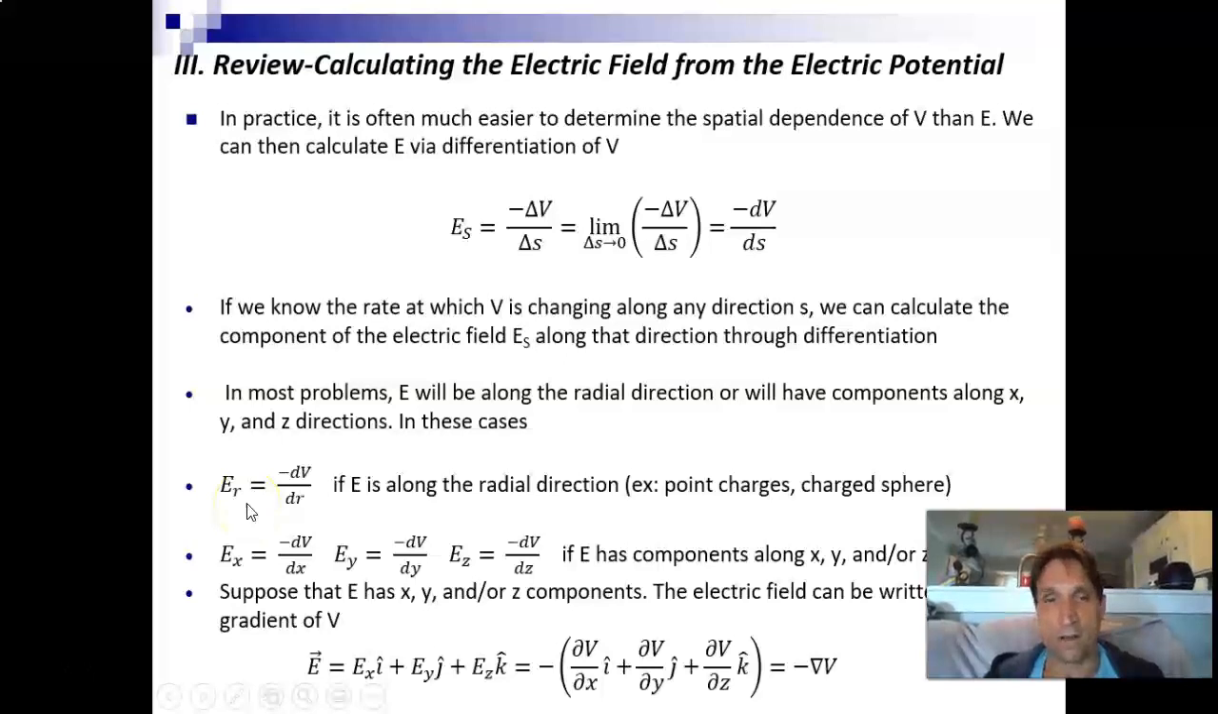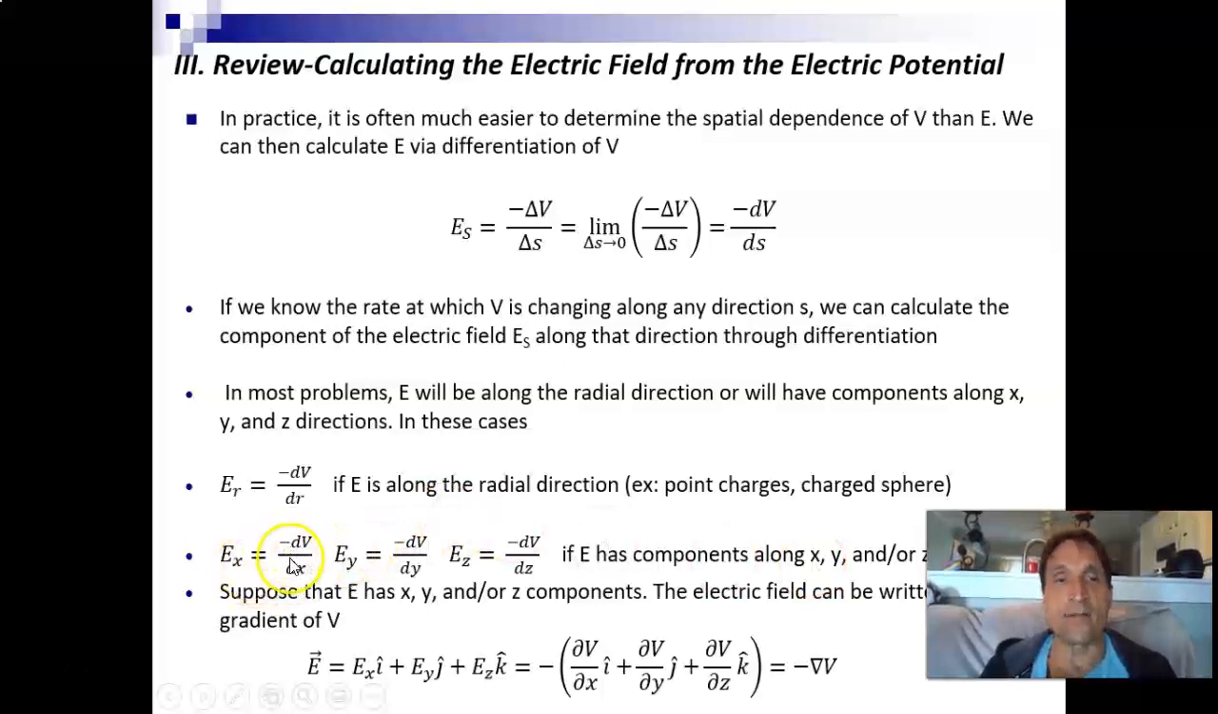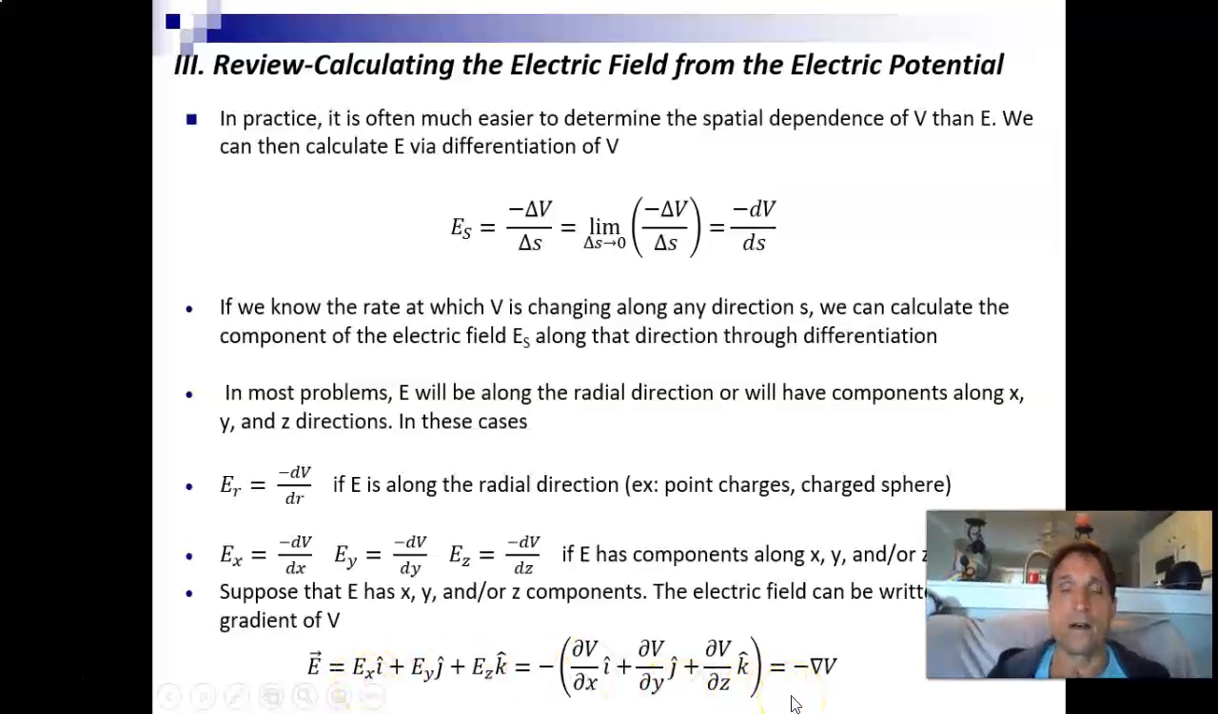So, in other words, the rate at which the potential changes with radial distance is the negative of the electric field. Now, in other cases, the electric field will have components along x, y, and z directions, and therefore Ex is just negative dV dx, Ey is just negative dV dy, and Ez is just negative dV dz. And if E has an x, a y, and a z component, then we put all these together, and this mathematical operator in front of V is what's called the gradient. In other words, E, the electric field, is the negative gradient of the potential.